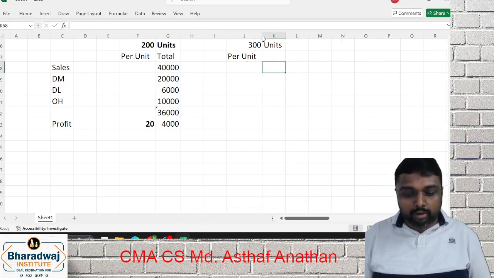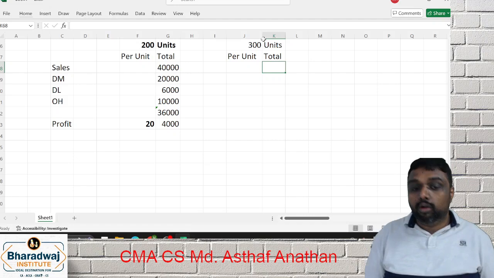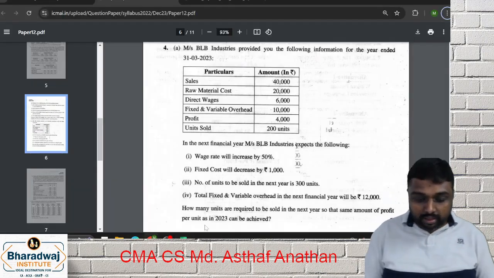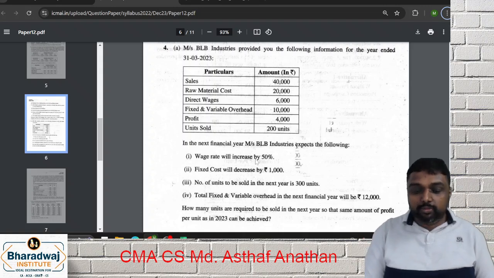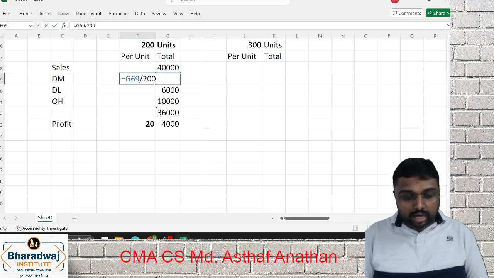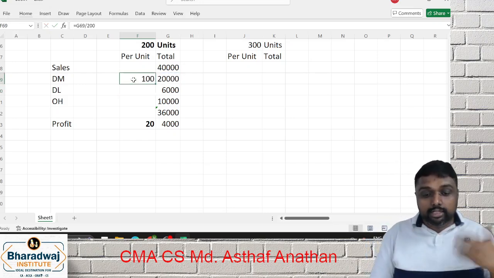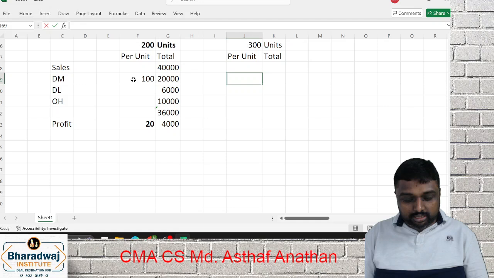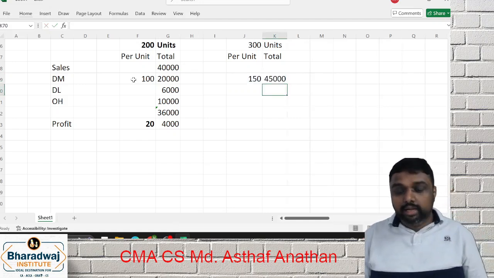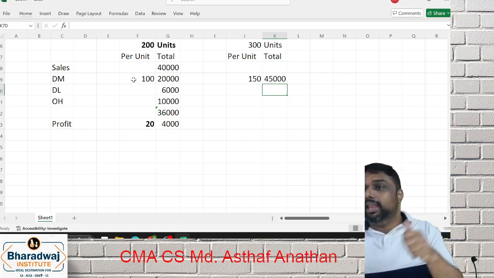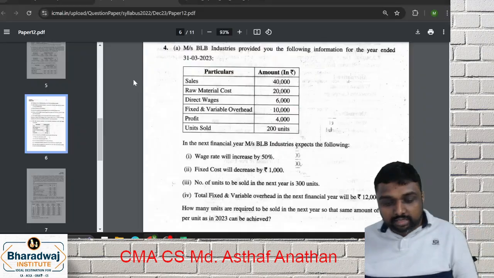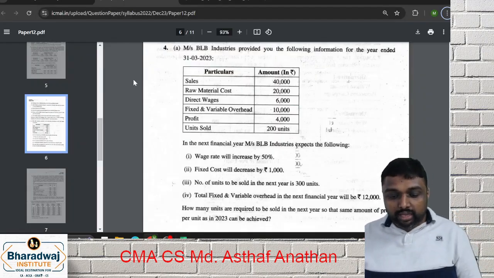So let me tell you a shortcut method. One column for per unit, one column for total. First, you don't know what the sales are, so you have to go the reverse way. Wage will increase by 50%. For that, we should know the current wage. Current wage is 100 rupees. It is going to increase by 50 percent, so it will be 150. So 150 into 300 will be 45,000. Do you agree? Why am I not doing the normal formula? Because the PV ratio is changing. Next we have to go for fixed cost, which will increase by what?